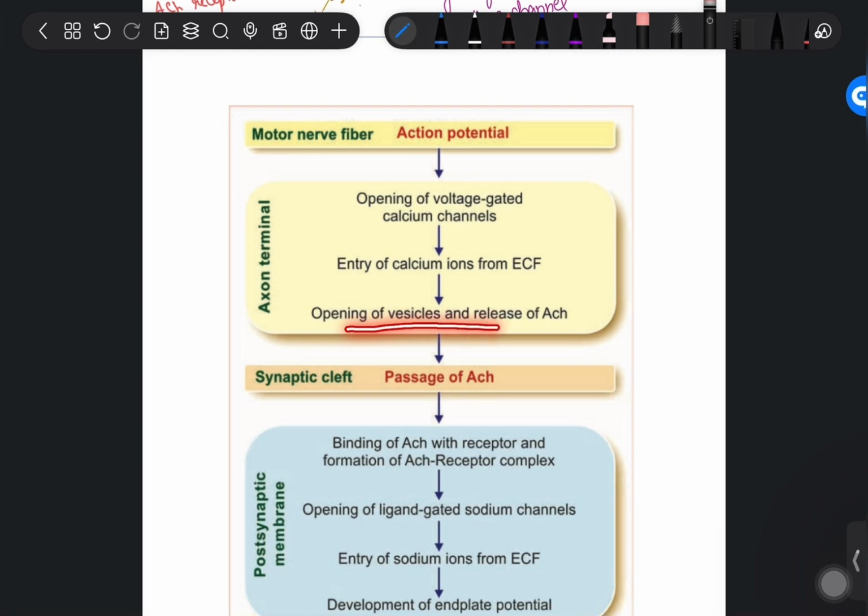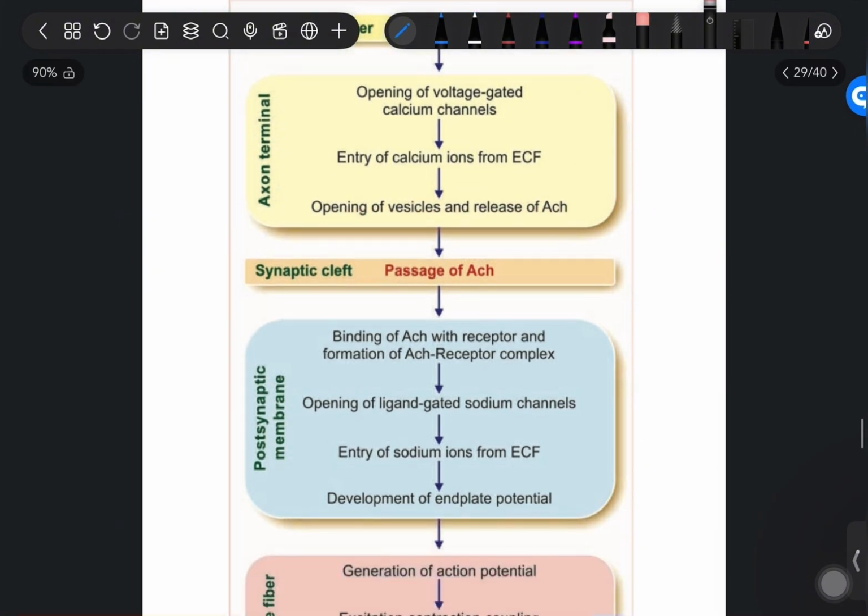open the vesicles and release acetylcholine by the process of exocytosis. Now, the synaptic cleft is only the passage for acetylcholine, from where it goes to the nicotinic acetylcholine receptors. On the postsynaptic membrane, acetylcholine binds with the nicotinic acetylcholine receptors, forming the acetylcholine receptor complex. Due to this, the permeability increases and the ligand-gated sodium channel opens, due to which sodium from the extracellular fluid (ECF) enters the postsynaptic membrane and the end-plate potential develops.